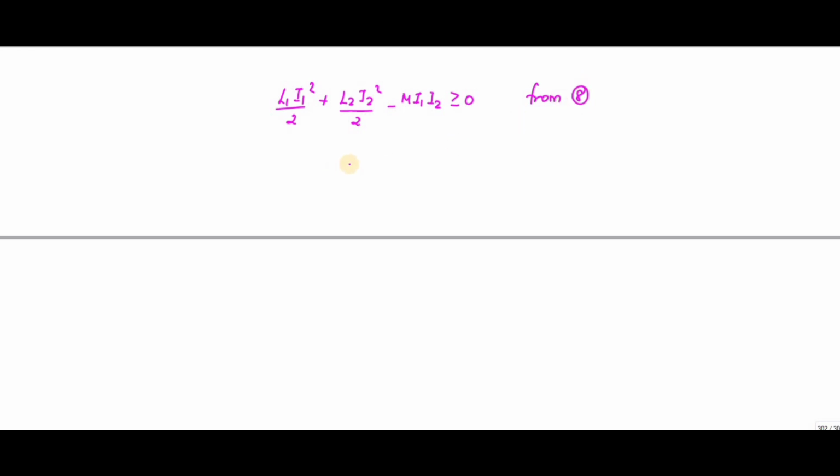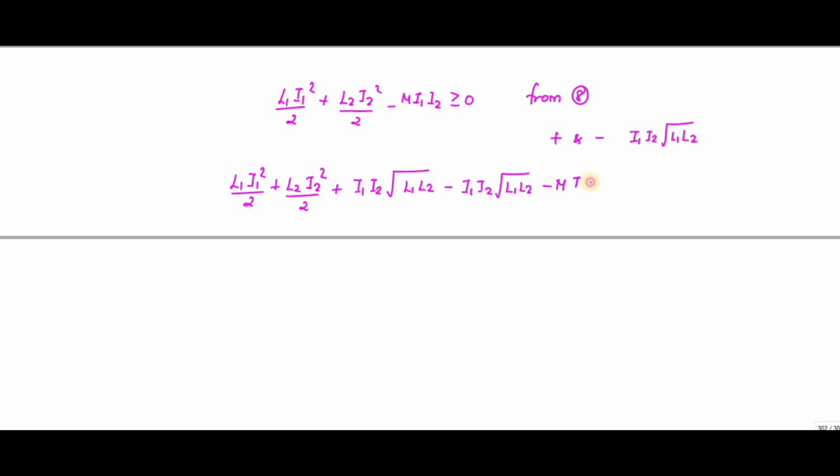In this, I'm going to add and subtract I1 I2 root of L1 L2. So I can write L1 I1 square by 2 plus L2 I2 square by 2, minus I1 I2 root of L1 L2, plus I1 I2 root of L1 L2, minus M I1 I2, greater than or equal to 0.